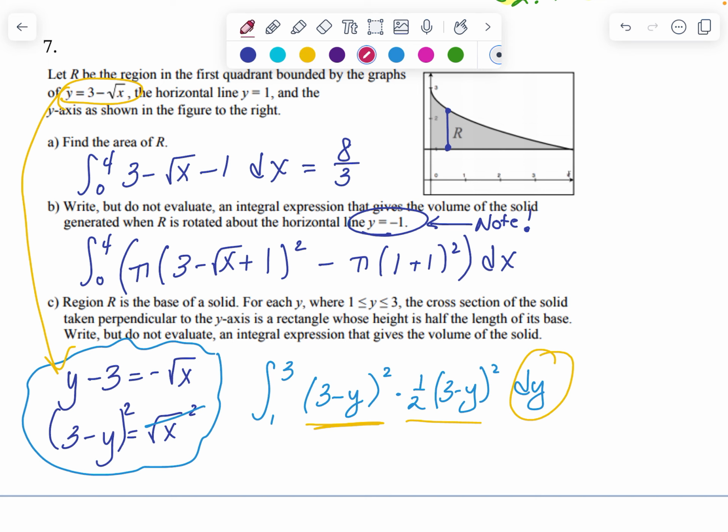The answer for part A was 8/3. You can work that out by hand because it is not that bad, which is why this wasn't calculator active. And then the reason that parts B and C just say write, don't evaluate, is because they are recognizing you don't have a calculator, and we don't really care if you can do all that by hand.